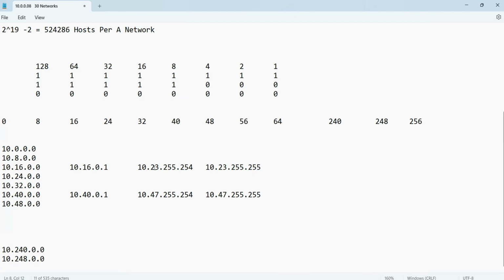So 10.16. What I have over here, this is actually 16, right? So the next one is 16.0.1 until 10.23. You see, because you always have to look at the one before that. All right. So let's say, for example, I had this one over here, 10.8.0.1. What is the last host? Well, the next one is 16. So 10 dot what? 15.255.254. And then the broadcast is 10 dot what? 15. You see that? Dot what? 255.255. It's very simple. Two before is the last host. One before is the broadcast.